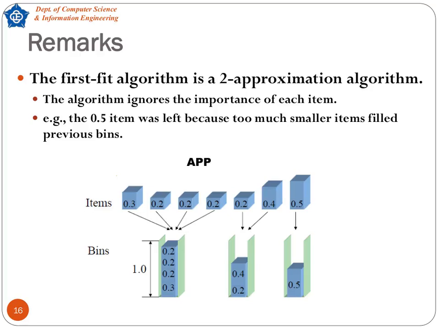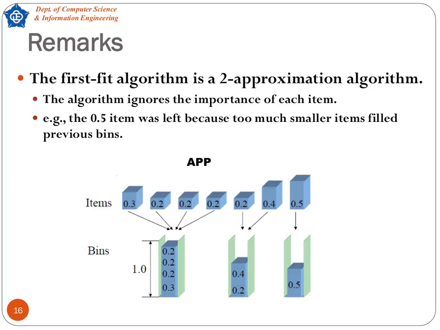First, a bin is opened. Items 0.3, 0.2, 0.2, and another 0.2 are successively placed into this bin. Their combined size? 0.9. Next, the 0.4 item can't squeeze into the tiny 0.1 space left in the first bin. So what happens? A second bin is opened.